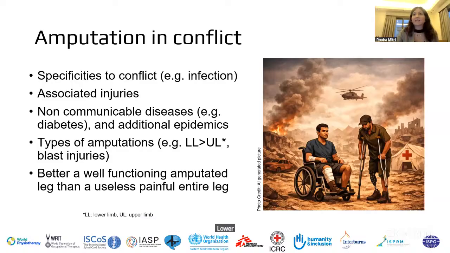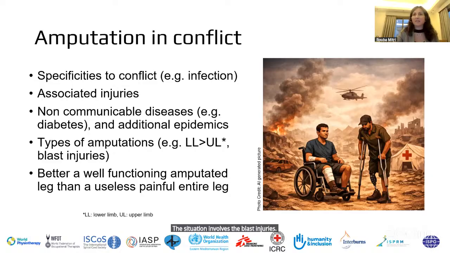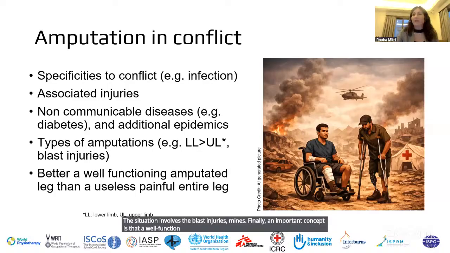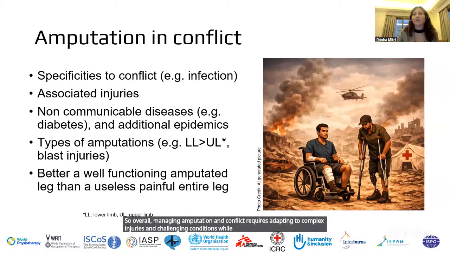Lower limb amputations tend to occur more than upper limb amputations, especially in a complex situation. The situation involves blast injuries and mines. Finally, an important concept is that a well-functioning amputated limb can be better than a painful, non-functional leg. However, this idea is always difficult for a patient to accept. So overall, managing amputation in conflict requires adapting to complex injuries and challenging conditions while focusing on the best functional outcome for the patient.